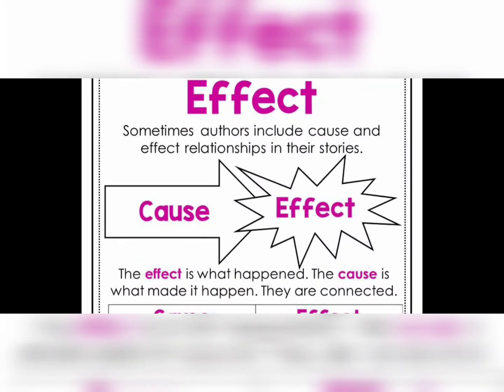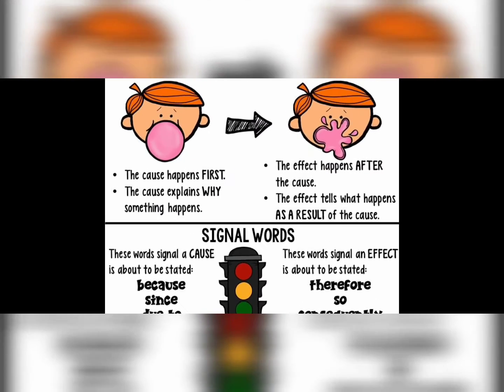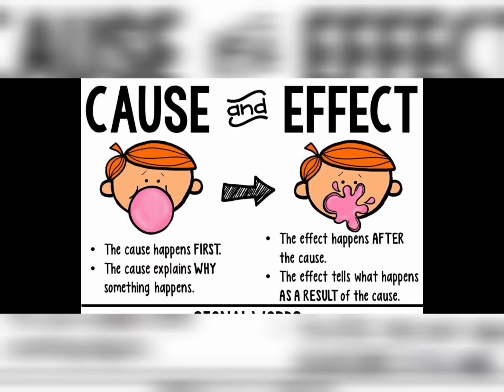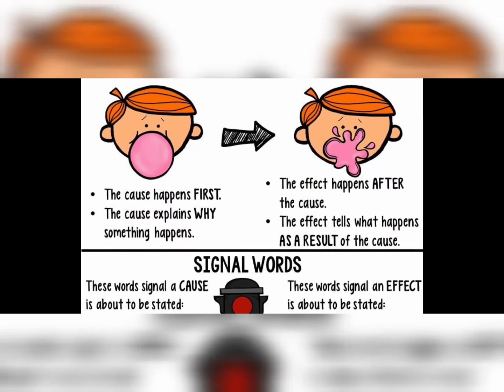Similarly, you can look at this example as well. Look at both pictures. There's this boy, he's eating bubble gum and making a bubble out of it, and all of a sudden it bursts. The cause was he tried to add air to it and it burst. The cause happens first. The cause explains why something has happened. The effect, as a matter of fact, happens after the cause. The effect tells what happens as a result of the cause, right?